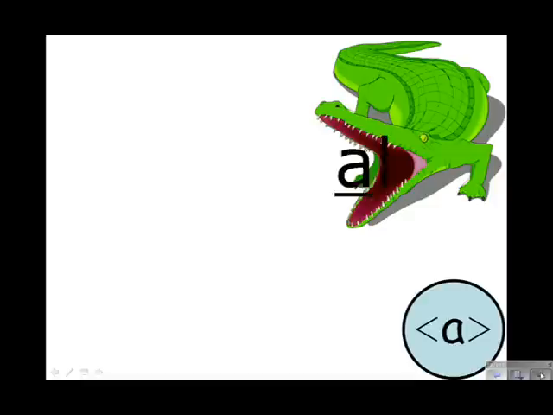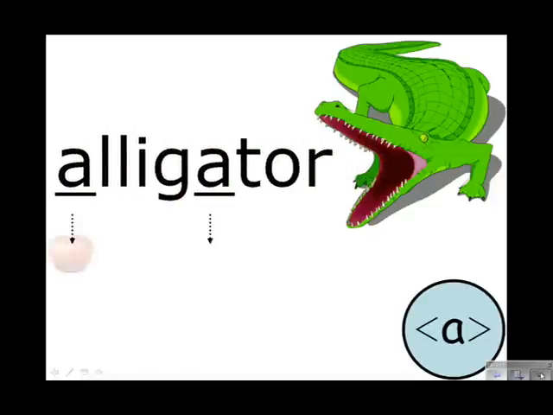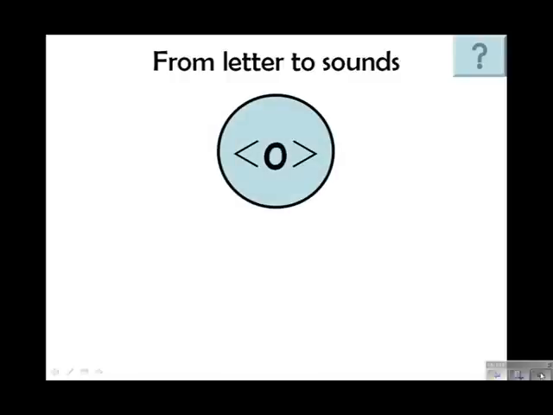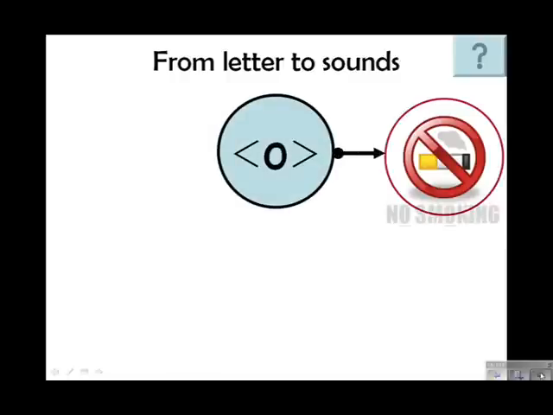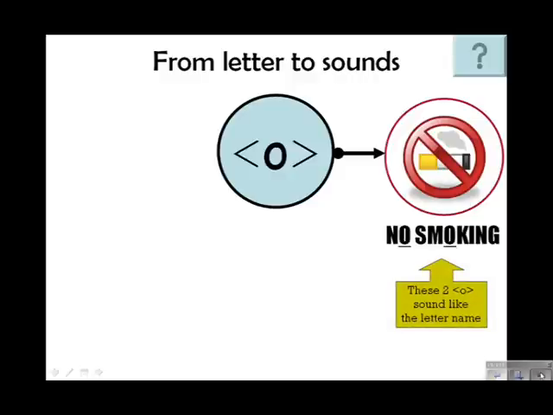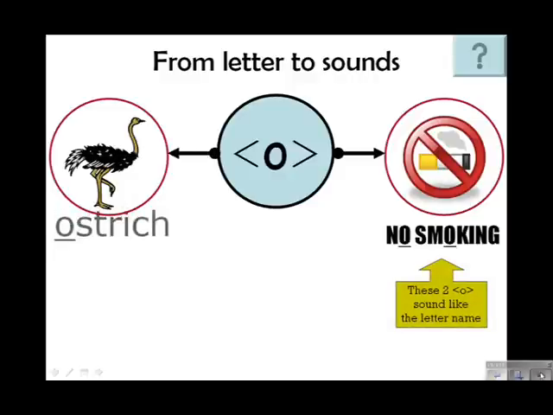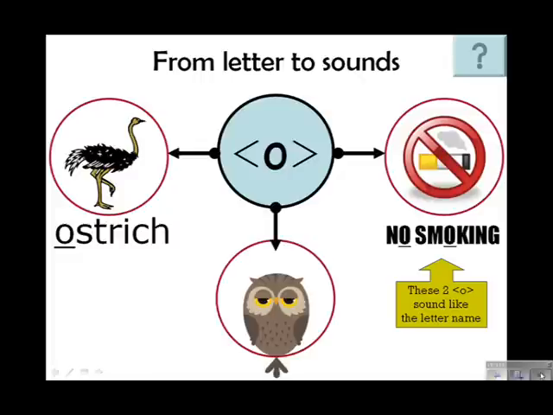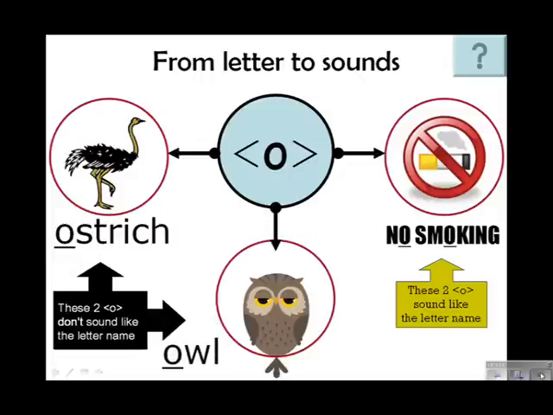And now, alligator. 2 A's with 2 different sounds, so 2 in 1. O. No smoking. These 2 O's sound like the letter name, but also ostrich, and owl. Once again, ostrich and owl don't sound like the letter name. So 1 letter, 3 different sounds. And again, 2 in 1, 2 different sounds for the same letter O.